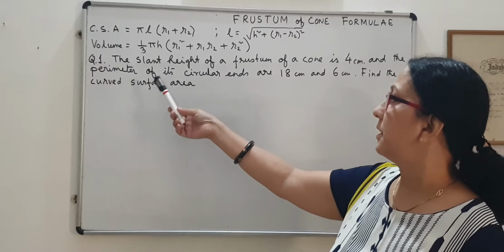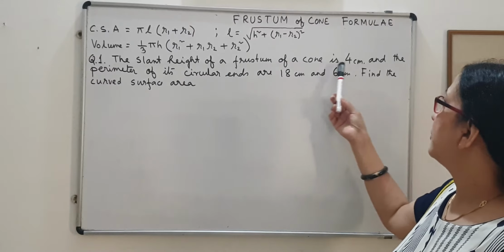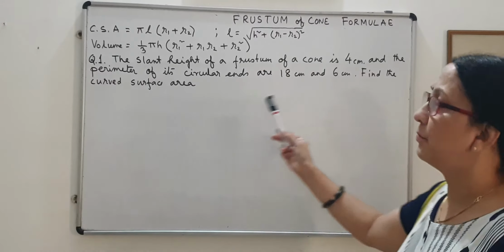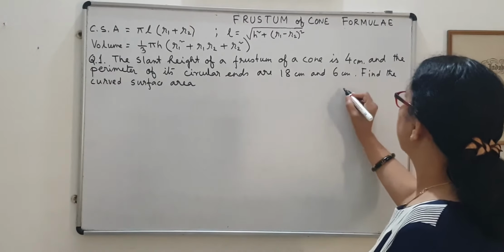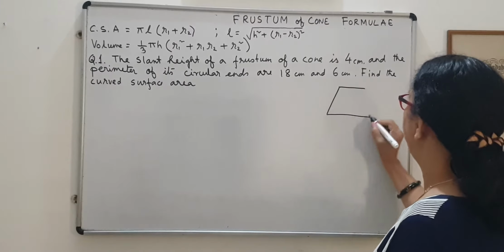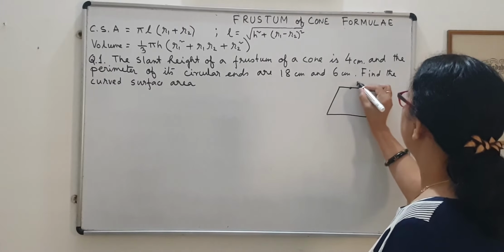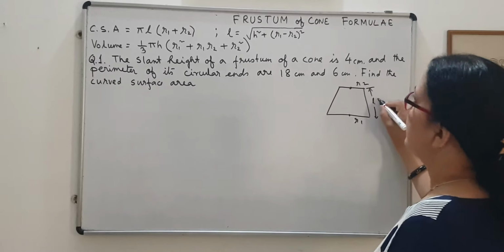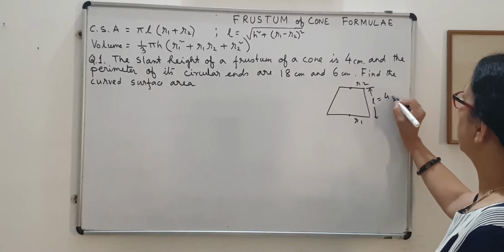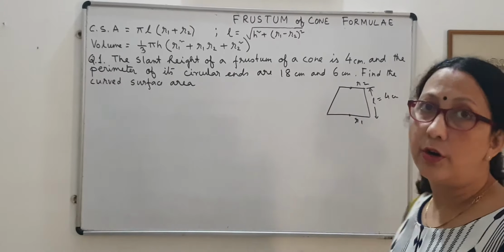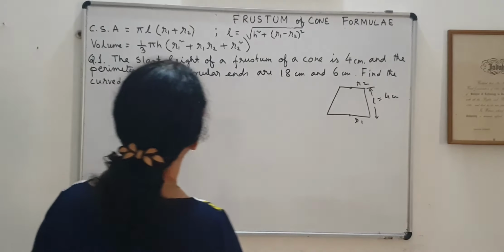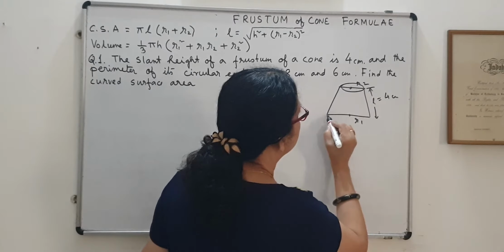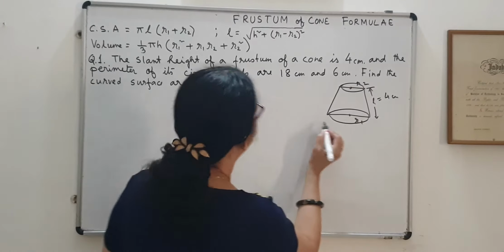The first question that I have taken: the slant height of a frustum of a cone is 4 cm, and the perimeters of its circular ends are given. You have to find the curved surface area. So actually what is given, so this is the frustum. This is R2 and this is R1 and this is your L, and this L is given to be 4 cm. R1, R2 are not given. Instead of R1, R2, what are given? The perimeter of the circle, that means the circumference, is given.